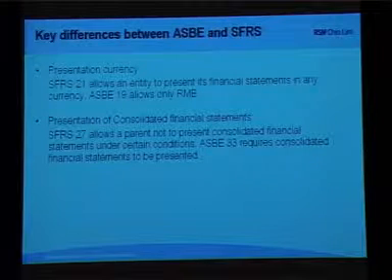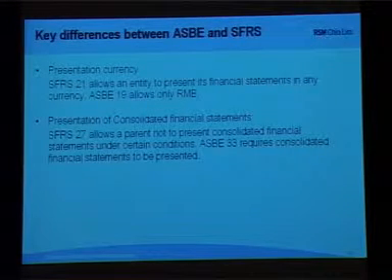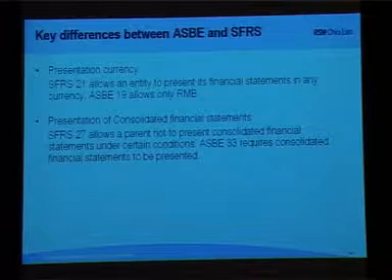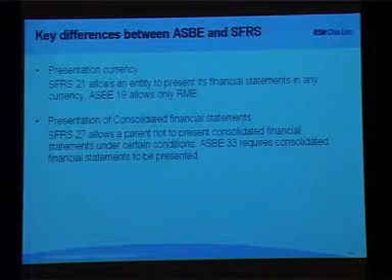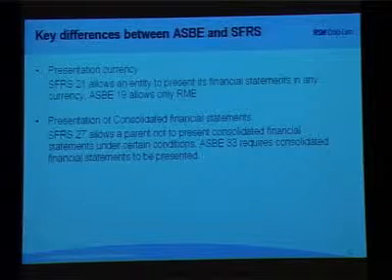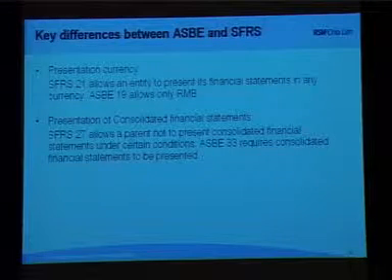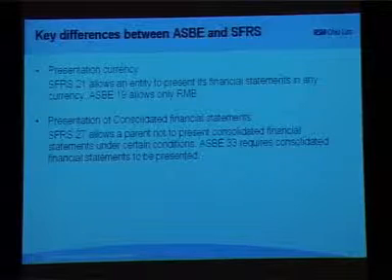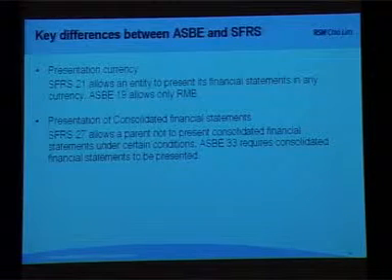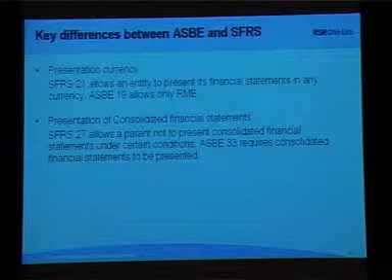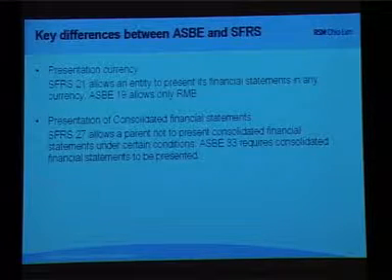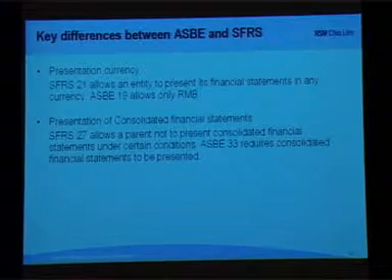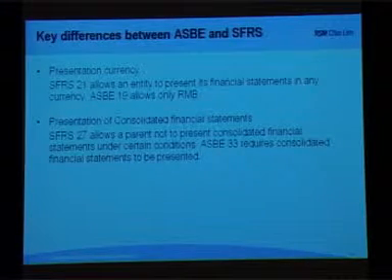What about presentation currencies? The SFRS 21 allows an entity to present its financial statements in any currency. It can be US dollars, renminbi, Sing dollars, Hong Kong dollars, Japanese yen. But the ASB allows only renminbi. Yeah? In fact, you remember the old Singapore Schedule 9 actually allows us only preparing Singapore financial statement in Singapore currency. But that was changed subsequently when we adopted the FRS.